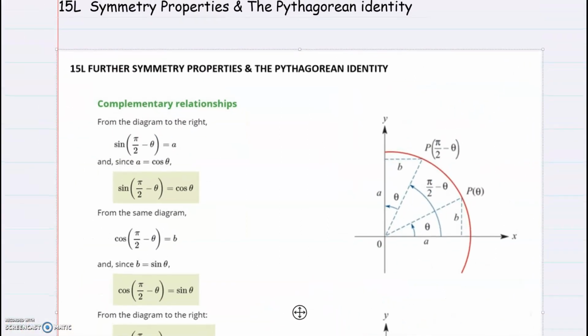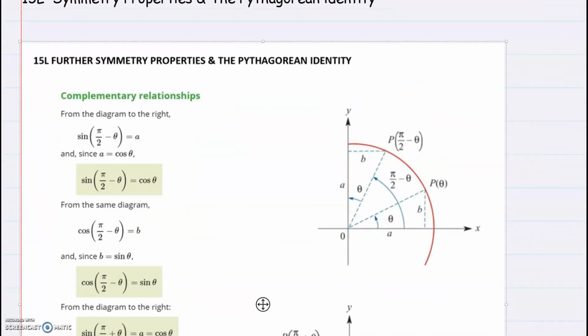Okay, so in this video today I'm going to do two things: symmetry properties, which is really short. It looks very confusing with the notation, but it will just be three little things to have a look at, and then the Pythagorean identity, which you are given on your formula sheet when you come across that. So the first thing is these symmetry properties, which are often called complementary relationships.